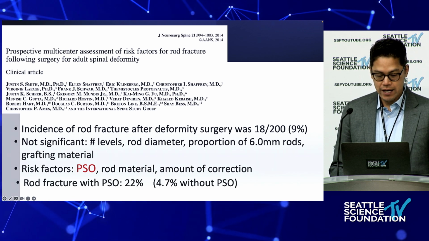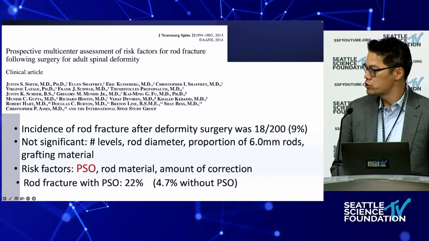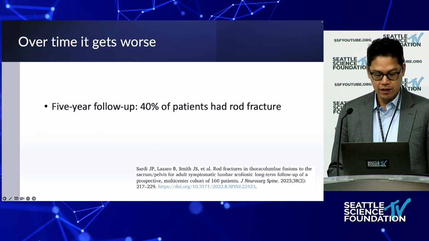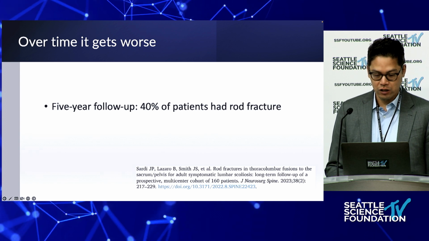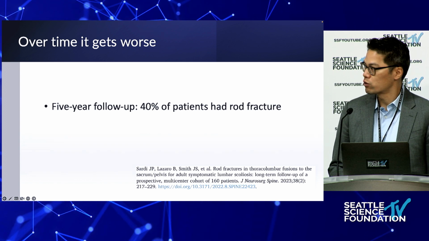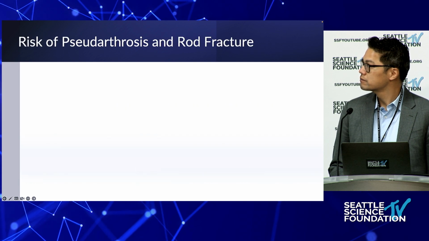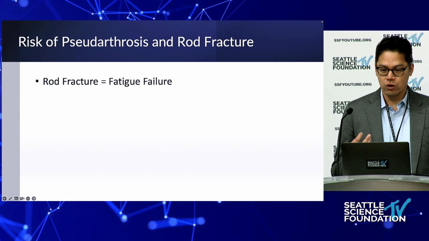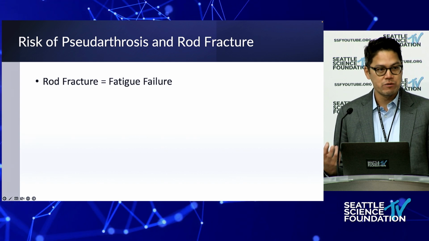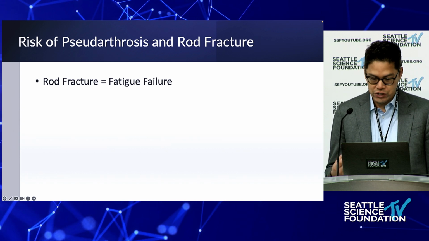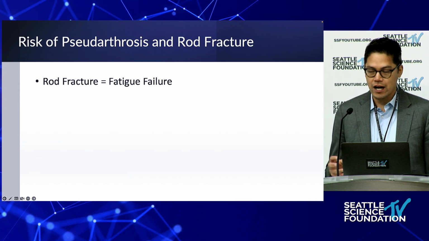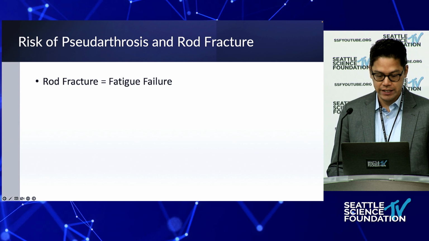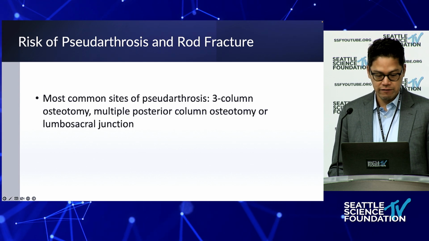So those patients who had PSO had a rod fracture rate of about 22% compared to 4.7% without a PSO. And then over time, this gets even worse. So with 5-year follow-up, 40% of patients eventually had a rod fracture. So rod fracture really just represents fatigue fracture. So either the biomechanical environment is too demanding, or there's pseudoarthrosis, but there's micromotion at the level of that rod, and it continues to wiggle in its cycles and then eventually breaks. So the mode of failure is fatigue failure.